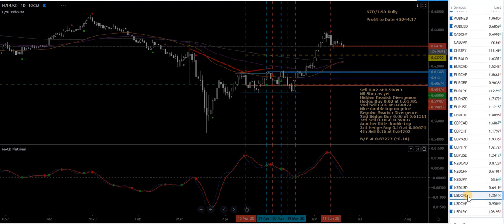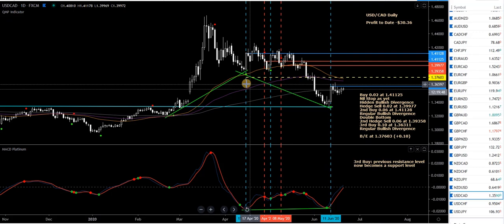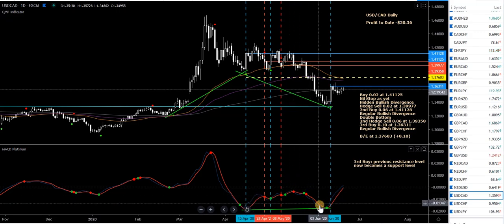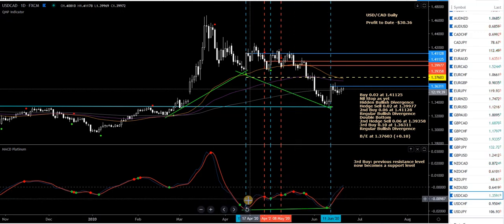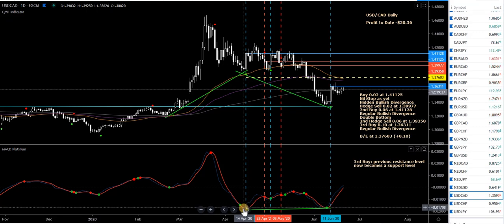Moving right along, USD CAD. Another one's going sideways for the last week or so. And again, the MACD Platinum's been below the 0 level. It's just, since the COVID-19, all these pairs have just been thrown right out of whack.